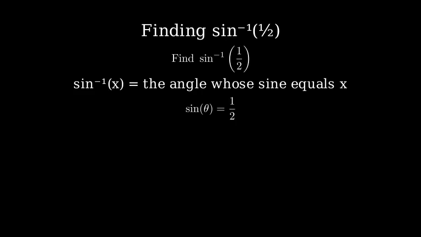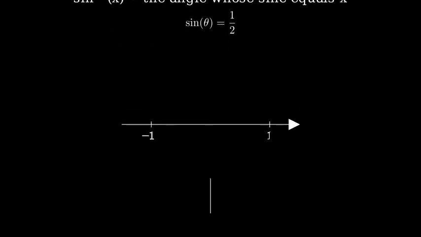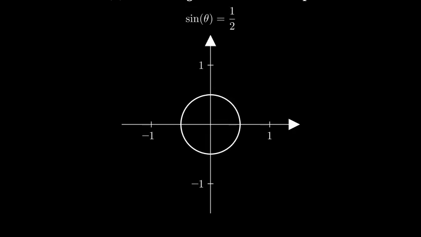Let's visualize this using the unit circle. The unit circle has a radius of 1 and is centered at the origin. We'll add the x and y axes, and we're looking for the angle theta, where the y-coordinate, which represents sine theta, equals 1/2. To find this angle, let's draw a right triangle.